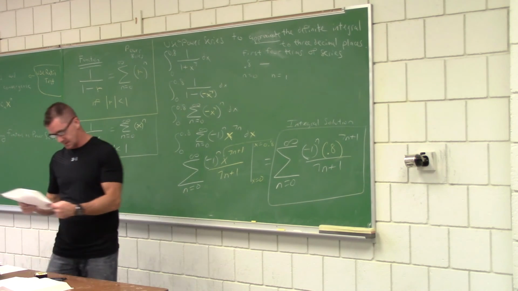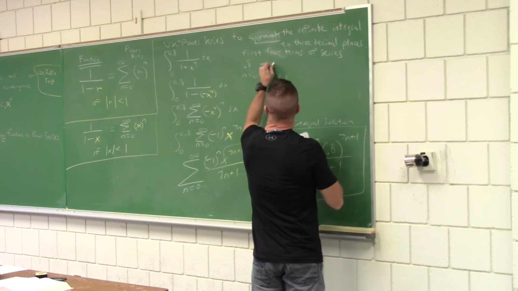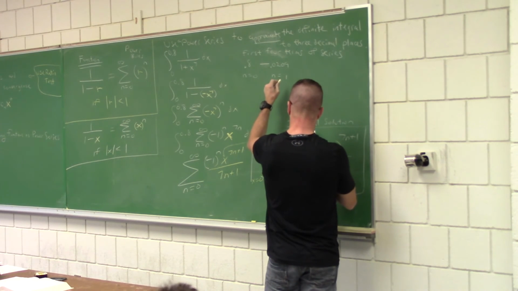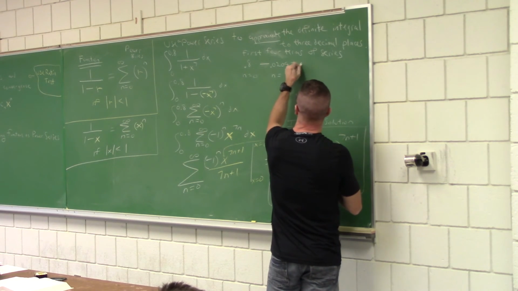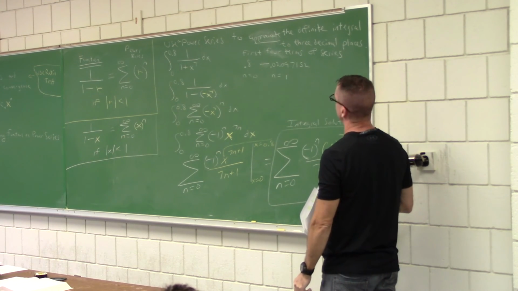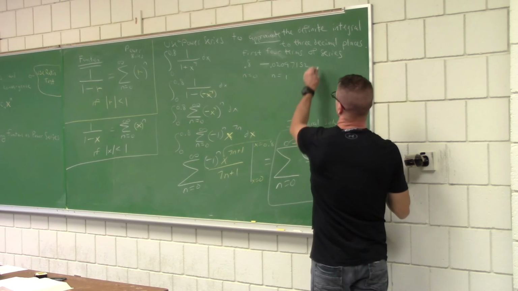I got -0.02, 09, 71152. I need 3 decimal places. That's not going to cut it, is it? Let's go to the next term.